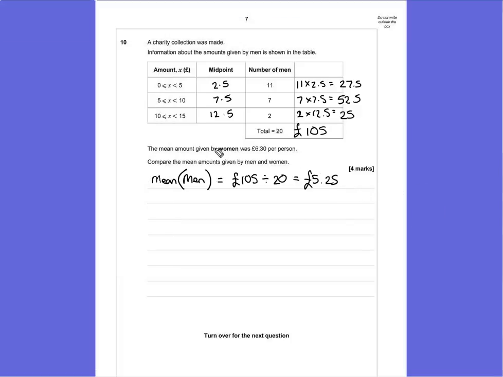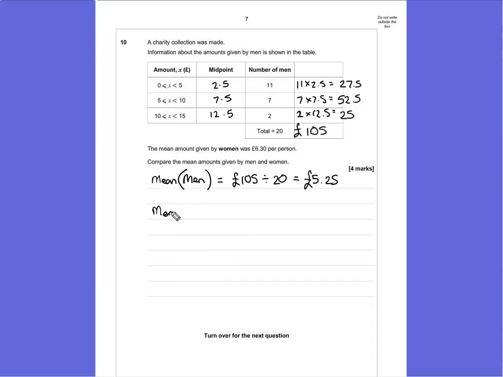Now, because we don't know how many women contributed, we don't know what their total was. So the only thing we can compare is the actual mean values anyway. What we can see here is that the men gave less in their mean than the women. And what this means is that the men, on average, if every man had given the same, gave less than women. And to talk about that in those kind of regards in the space below to give you a final mark, making sure to comment on what it means.